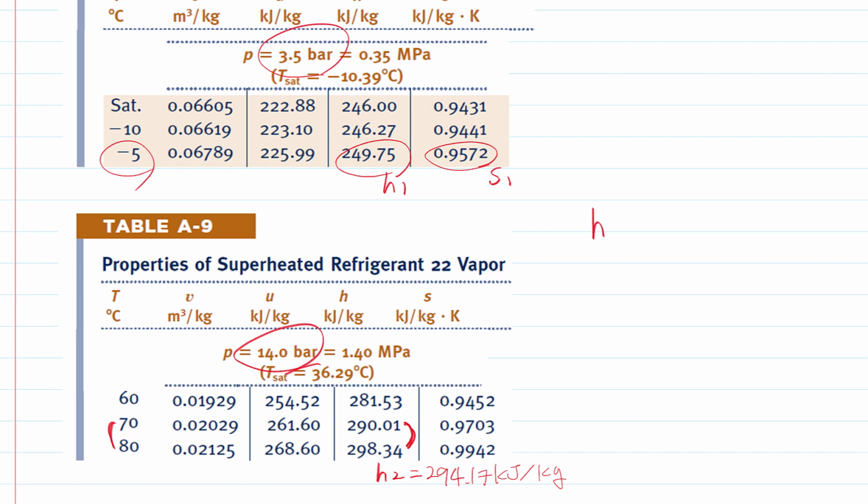To determine enthalpy at state 2s, we use s1 equals s2s. We also know the pressure at the exit. Pressure is 14 bar and entropy is 0.9572. So at 14 bar, the entropy 0.9572 falls between these two numbers, and we can interpolate to determine enthalpy. So enthalpy h2s.